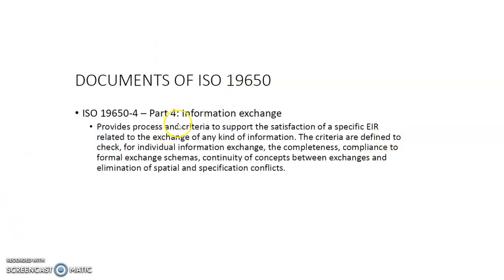Part 4 talks about the information exchange. It provides process and criteria to support the satisfaction of a specific EIR. Remember EIR, we talked about that previously. Or related to the exchange of any information. The criteria are defined to check, for individual information exchange, the completeness, compliance to the former exchange schemas, continuity of concepts between the exchanges, and elimination of spatial and specification conflicts.